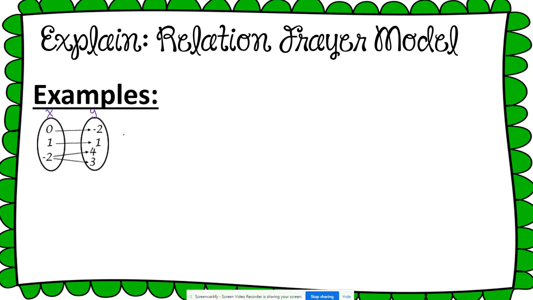You can change these and write these as ordered pairs also. So this could be (0, -2), (1, 1), (-2, 4), and also (-2, 3). So you can see that you can take any of these and write them in any other way.